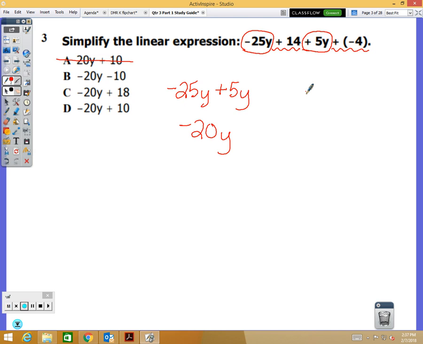So then we combine our constants, 14 plus a negative 4, and that gives me a positive 10. So I look over here for a positive 10, and there it is right there. B has a negative 10, so we don't want that. C has that 18, which is wrong also. Remember, if you're not good with your integers, use your calculator, okay? Any further questions on that one?